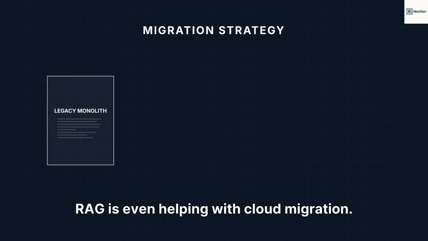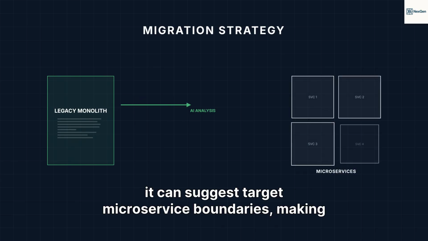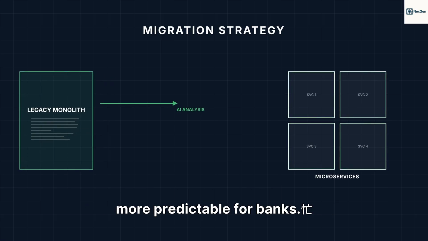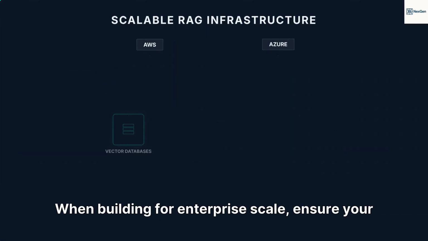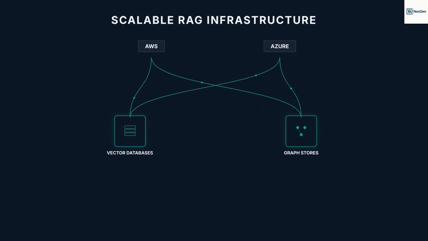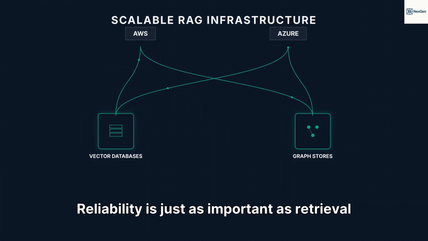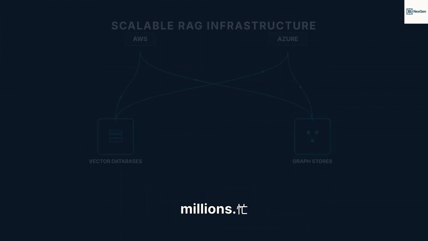RAG is even helping with cloud migration. By indexing legacy code bases and architectural diagrams, it can suggest target microservice boundaries, making the move from on-prem to cloud much more predictable for banks. When building for enterprise scale, ensure your vector database and graph store are managed services. Reliability is just as important as retrieval accuracy in production banking systems that serve millions.